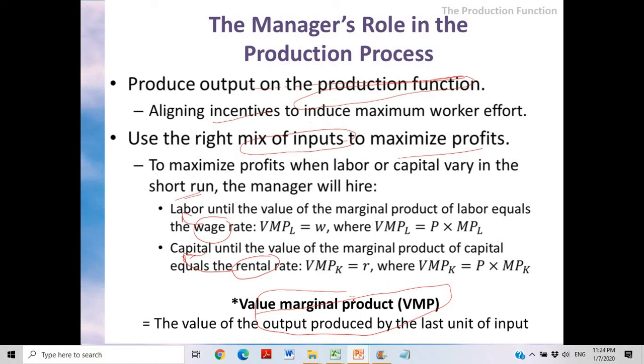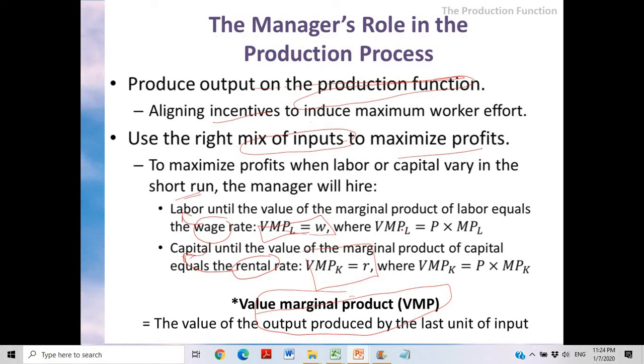Okay, and the value of marginal product must be equal to the value of output produced by the last unit of input. So this is the principle: VMP for labor equal to the wage rate, or if we look at the capital, VMP of capital equal to the rental rate.